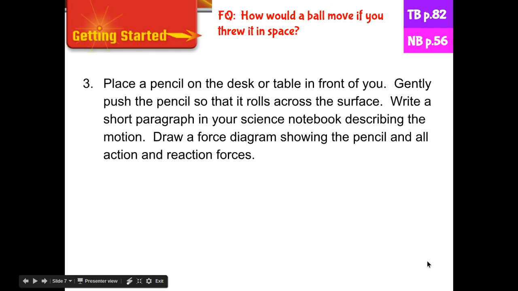Step 3 says place a pencil on the desk or table in front of you. Gently push the pencil so that it rolls across the surface. Write a short paragraph in your science notebook describing all the motion. Draw a force diagram showing the pencil and all the action and reaction forces.